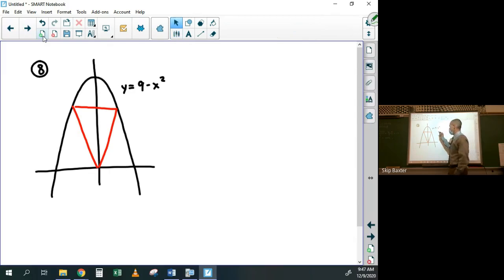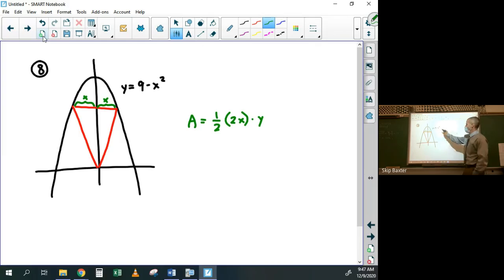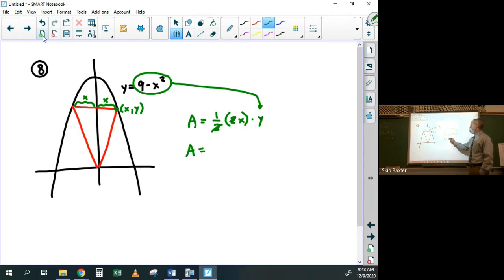So I think the best way to do this is to just label this distance x, because then this distance is also x, right? So the area that you're trying to maximize is 1/2 base times height. 1/2 of base, which is 2x, times the height, y. And if this point has coordinates x, y, then the height is really just 9 minus x squared. So this substitution just goes in for y, and that's it. So you have area equals, the 1/2 and 2 cancel, so you get x times 9 minus x squared, which is 9x minus x cubed.